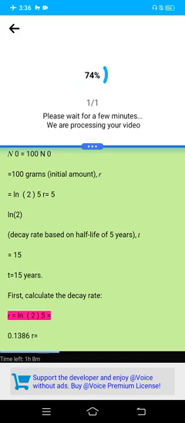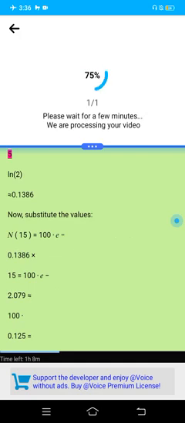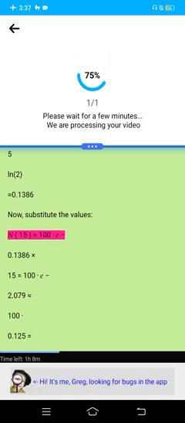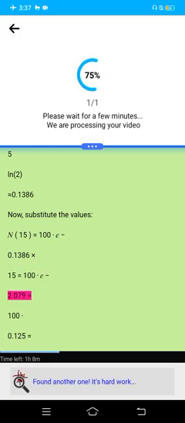r = ln2/5 ≈ 0.1386. Now, substitute the values. N15 = 100 · e^(-0.1386 × 15) = 100 · e^(-2.079) ≈ 100 · 0.125 = 12.5.